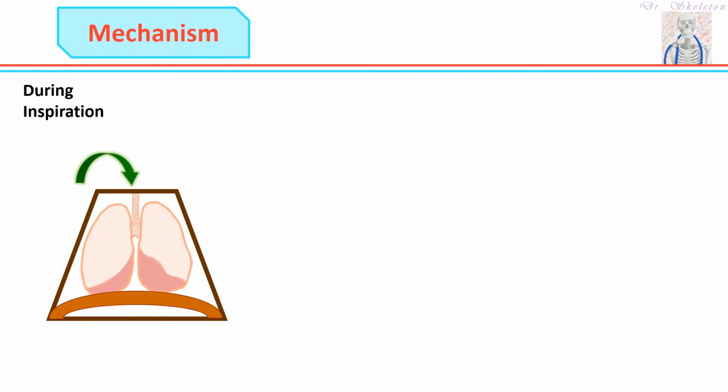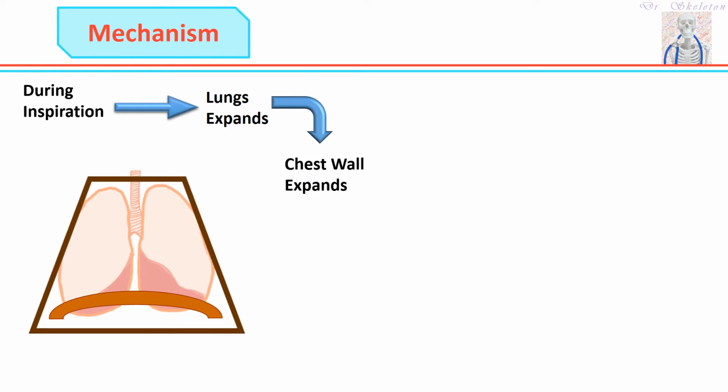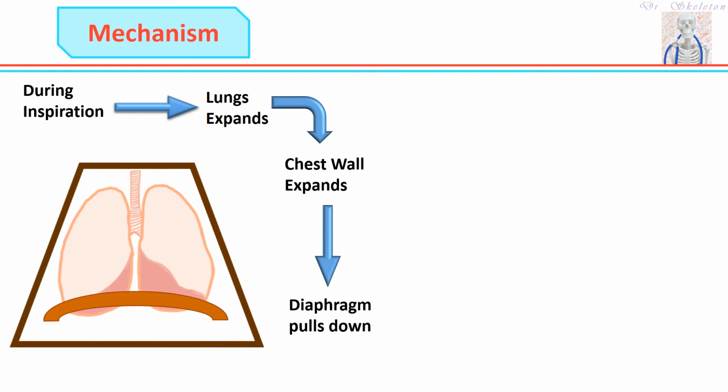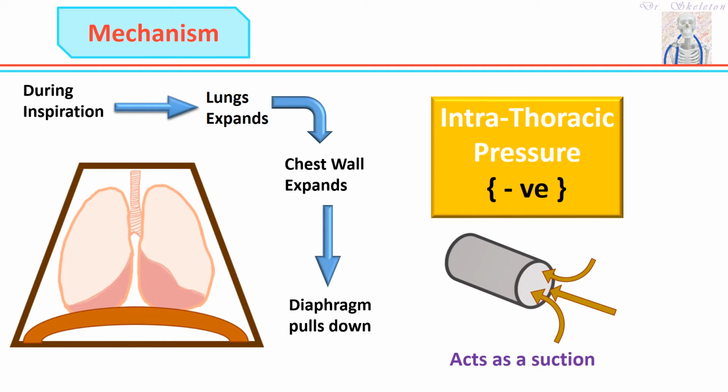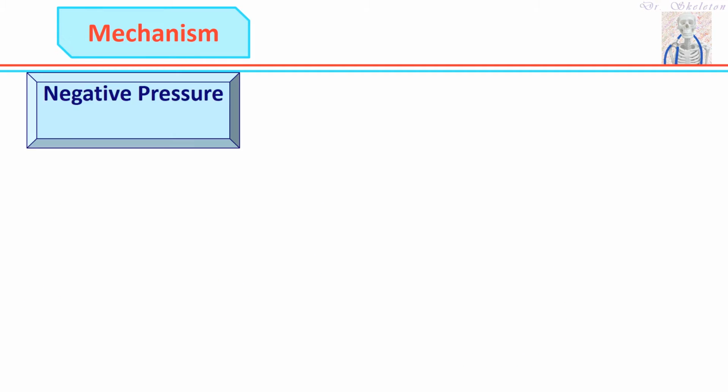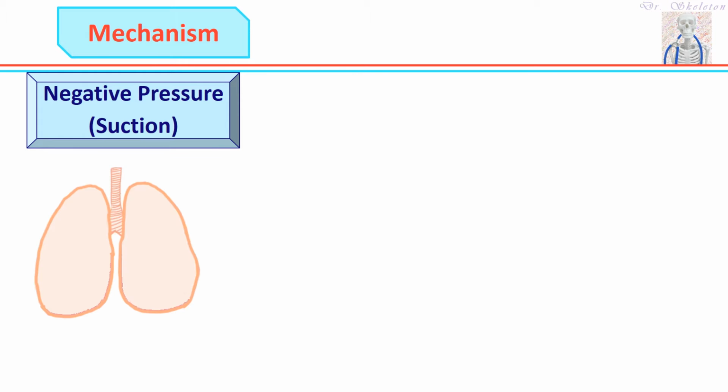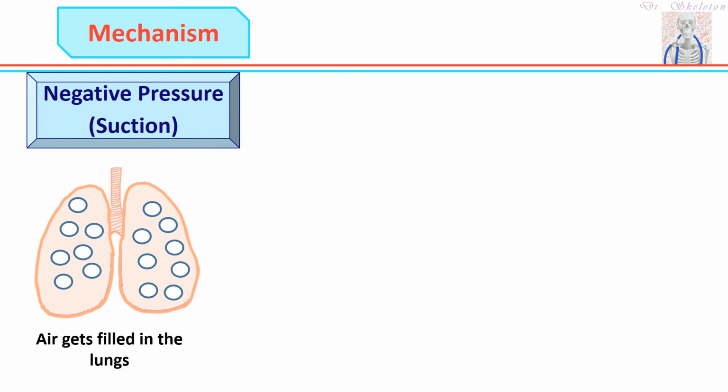Mechanism: during inspiration, the lungs expand, leading to chest wall expansion and the diaphragm pulling down. This creates an intrathoracic negative pressure, which then acts as a suction. Continuing the mechanism, negative pressure, or the suction, helps us to pull the air inside our lungs during inspiration.